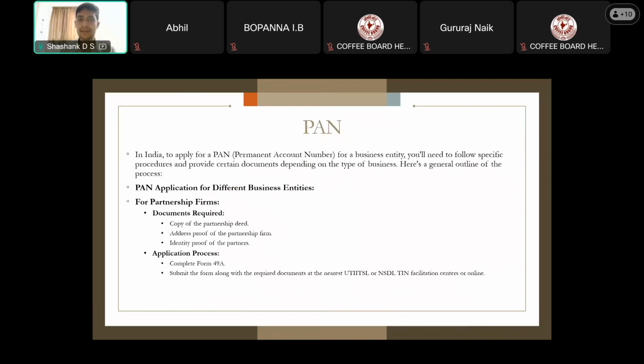PAN is a unique account number which is allotted by the Income Tax Department. This number will facilitate you to file your regular annual taxes with the Income Tax Department. It also acts as an identity proof for various other requirements like opening a bank account, and it is a very important KYC document for various business transactions.